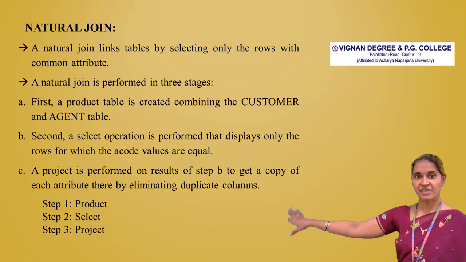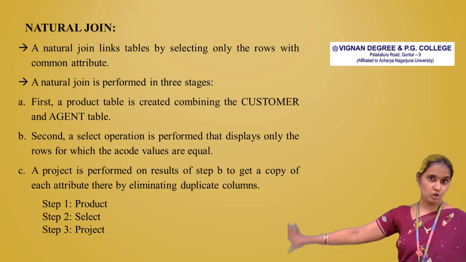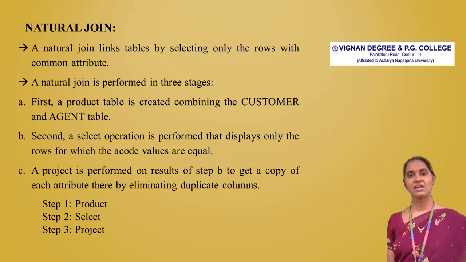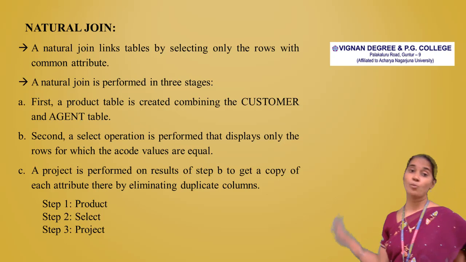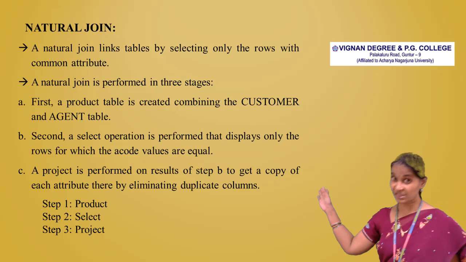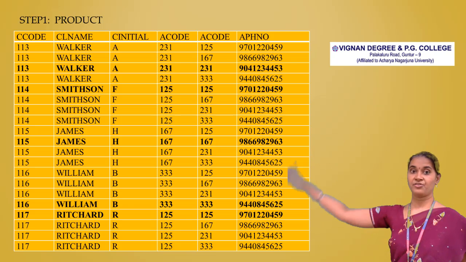Likewise, if I have 5 rows in the customer table, all the 5 rows in the customer table should be multiplied with all the 3 rows of the agent table. In that way, if I perform Cartesian product, how many rows do I get? I get 5 into 3, 15 rows. I can combine these two tables. But while combining, when performing the first operation, how many rows do I get? I get total 15 rows.